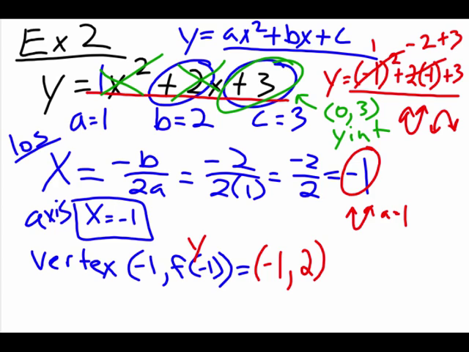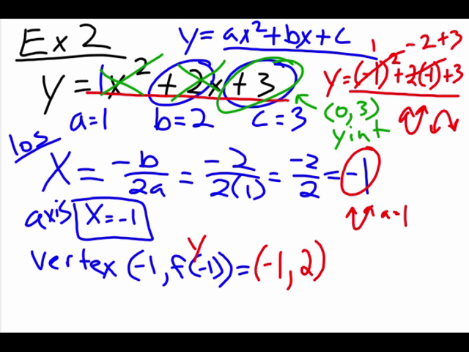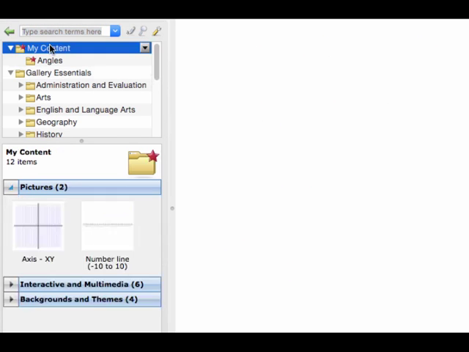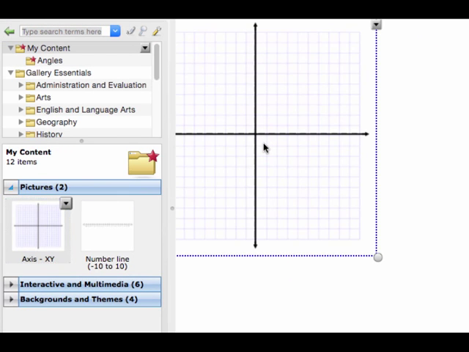So now if I go to graph this, does everybody have this written down? All right. So now what I'm going to do is graph this fairly accurately on a big graph.